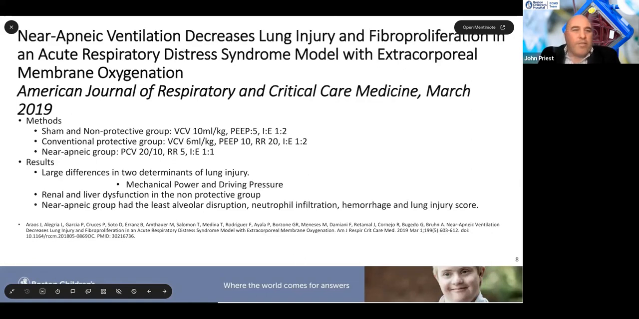And they classified these groups into a sham or non-protective group, which they kept at the 10 per kilo and the PEEP of 5. They did a conventional protective group, which is a volume control ventilation of 6 per kilo, a PEEP of 10, a rate of 20. And then they used what they called near apneic ventilation, which is the pressure control of 20 over PEEP of 10 and a rate of 5.